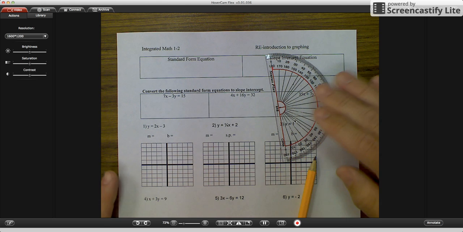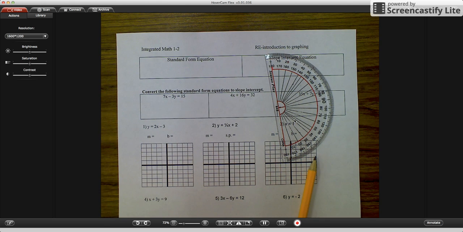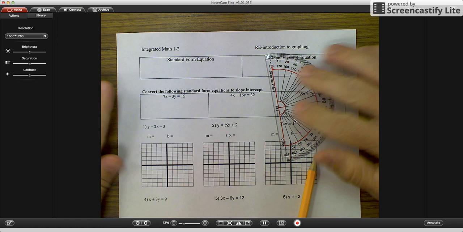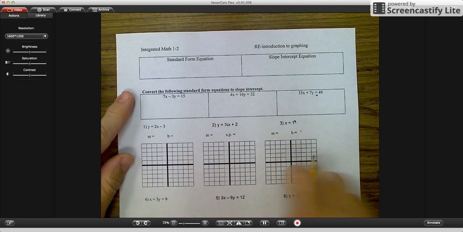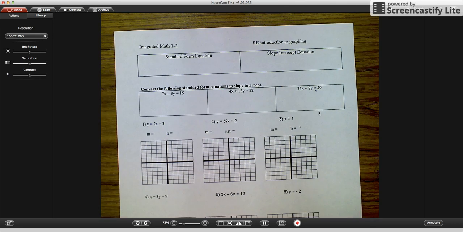Okay, so we are entering our last unit, which is systems of equations. And systems of equations is going to require us to graph again. So we want to come back and refresh our memory, remind us of graphing in regards to equations.